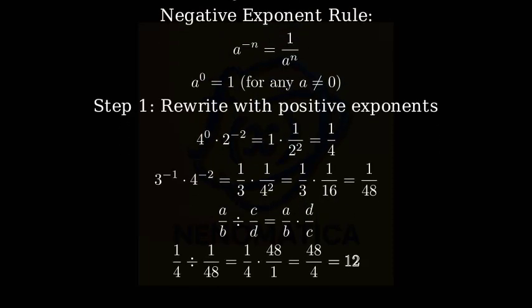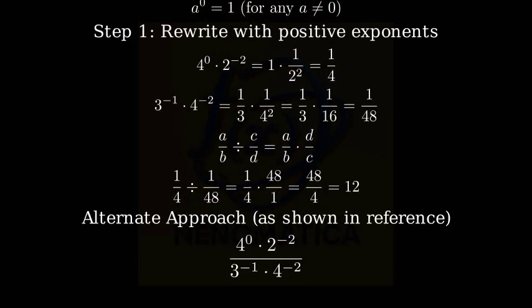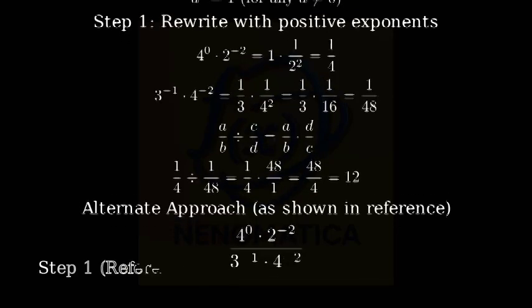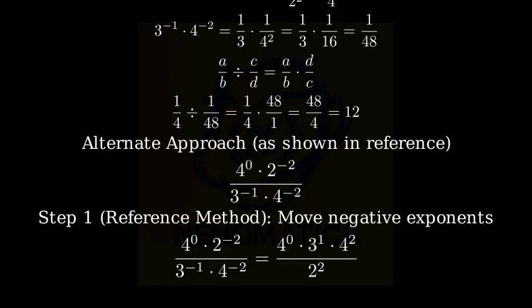Actually, let's take a step back and solve this again using the approach shown in our reference solution. The reference solution rewrites the negative exponents in a different way. Step 1. We'll rewrite the expression with positive exponents directly. Using the negative exponent rule, we can bring the terms with negative exponents from the numerator to the denominator and vice versa, changing their exponents to positive.